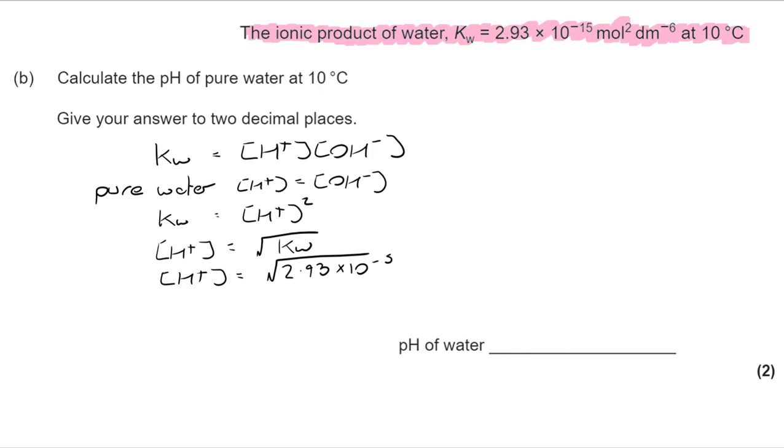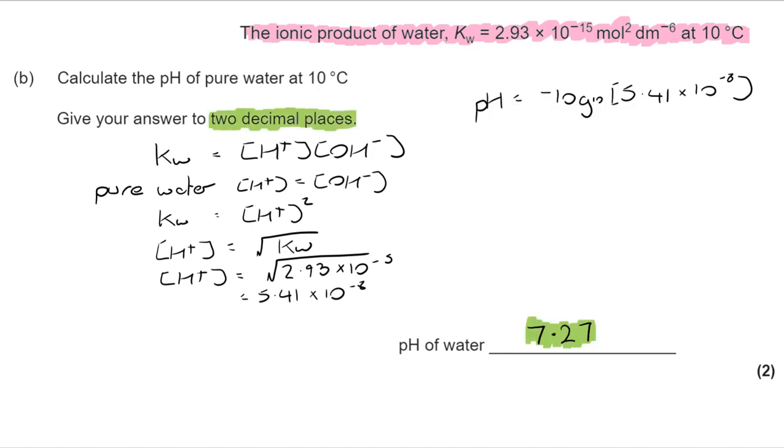And this allows me to calculate the concentration of H plus, 5.41 by 10 to the minus 8 mol dm to the minus 3. I can now substitute that into my expression for pH, and that gives me a pH of 7.27. And is that a reasonable answer? It's close to 7, which is the pH of pure water at 298K, so I'd be happy to continue at that point.